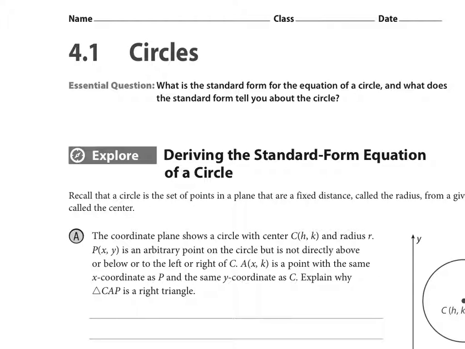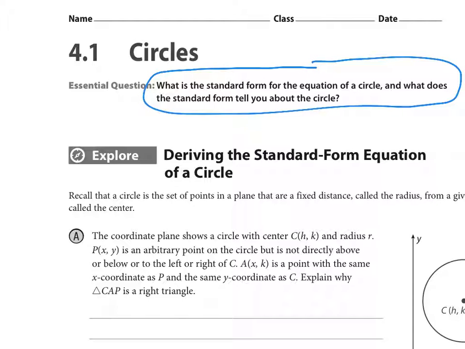Lesson 4.1 Circles. Our essential question is, what is the standard form for the equation of a circle, and what does the standard form tell you about that circle? This is the first lesson in a unit on quadratic relations, because if you look at the graph of a circle, it's clearly not a function, but it is a quadratic relation.